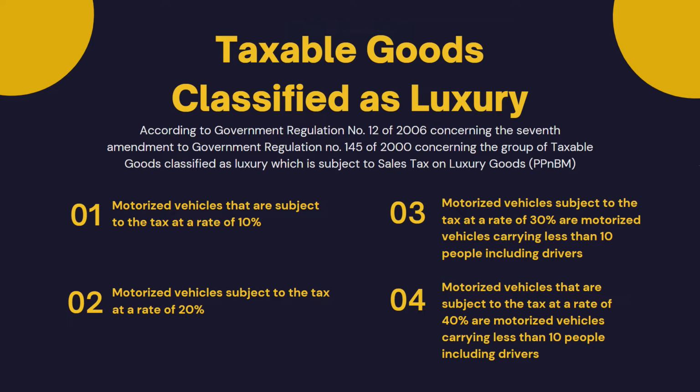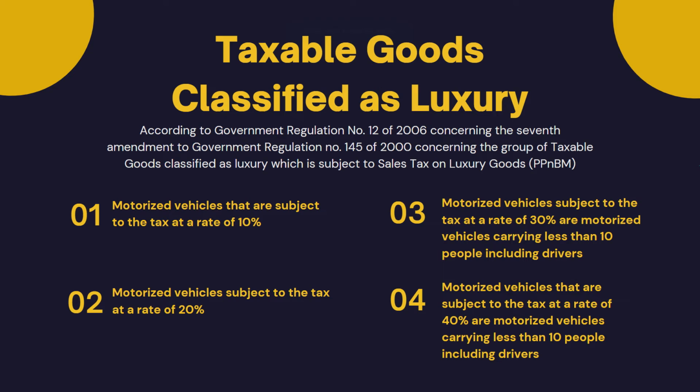The fourth is motorized vehicles that are subject to the tax at a rate of 40%. Are motorized vehicles carrying less than 10 people, including driver, in the form of a motor vehicle other than sedan with a spark ignition engine with a single drive axle, and then with a cylinder capacity of more than 2500 cc up to 3000 cc.